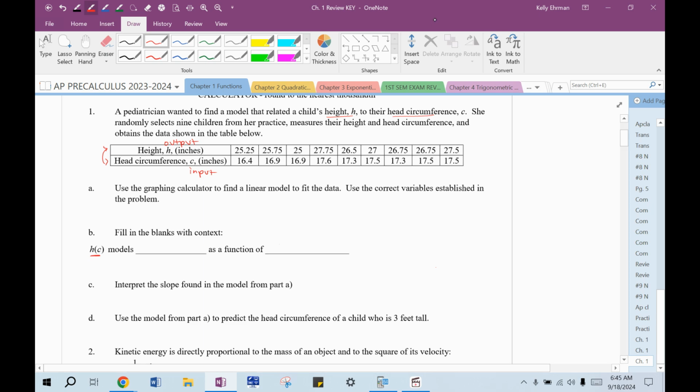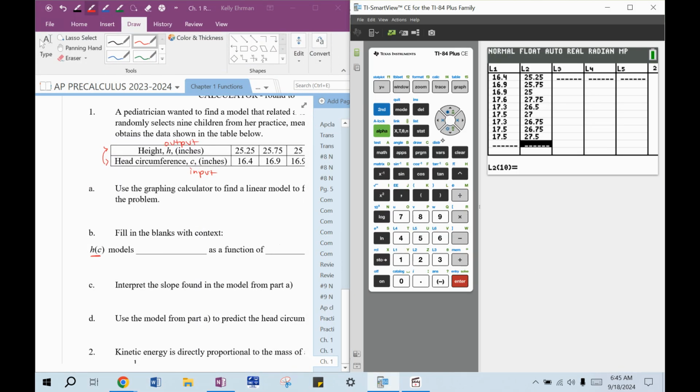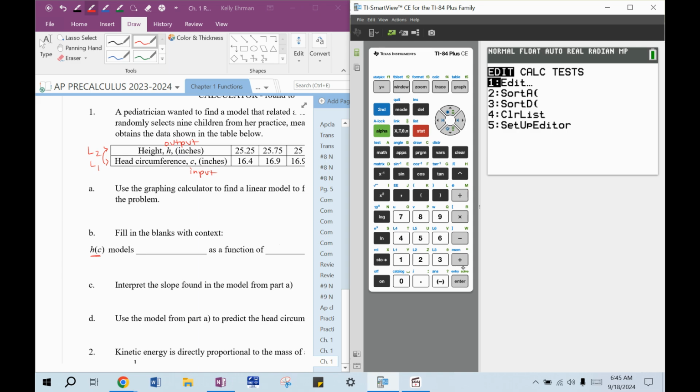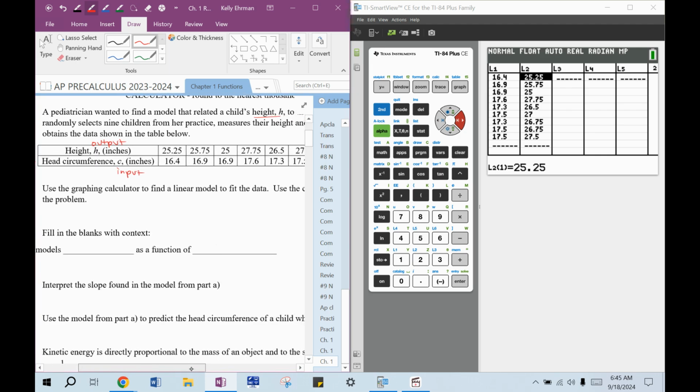So when I enter this into my calculator, and again, we talked about this in class, but in case you were absent, change the order of these. Put the Y values, the outputs, the heights into L2 and the head circumference into L1. If you forget how to do that, you go to Stat, Edit, start typing in the head circumferences here and the heights here.